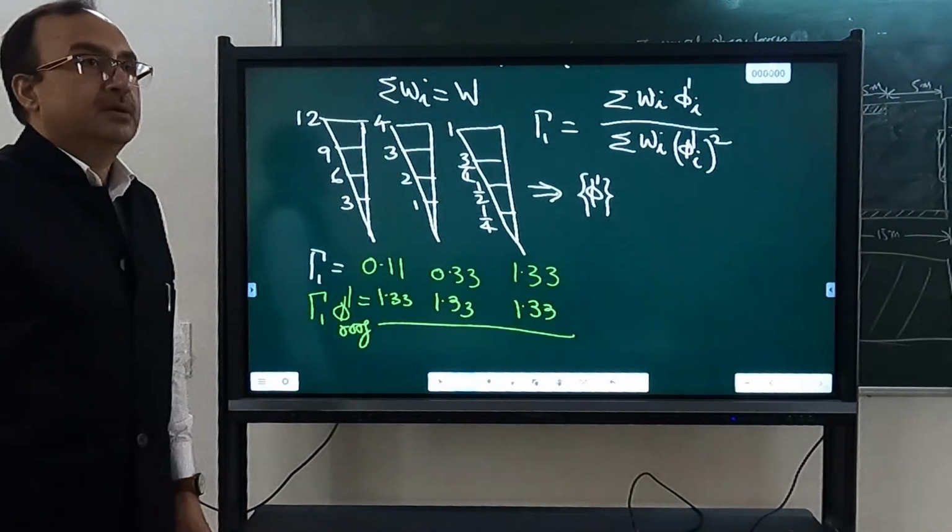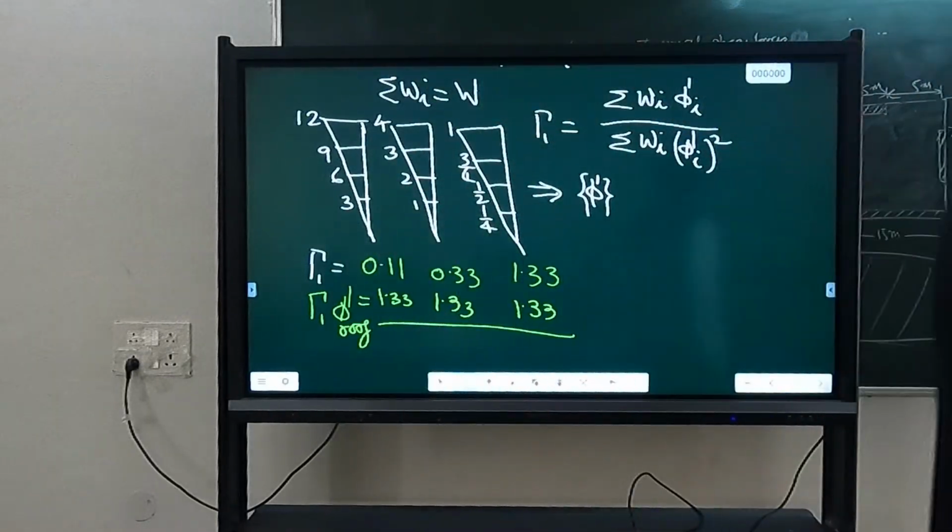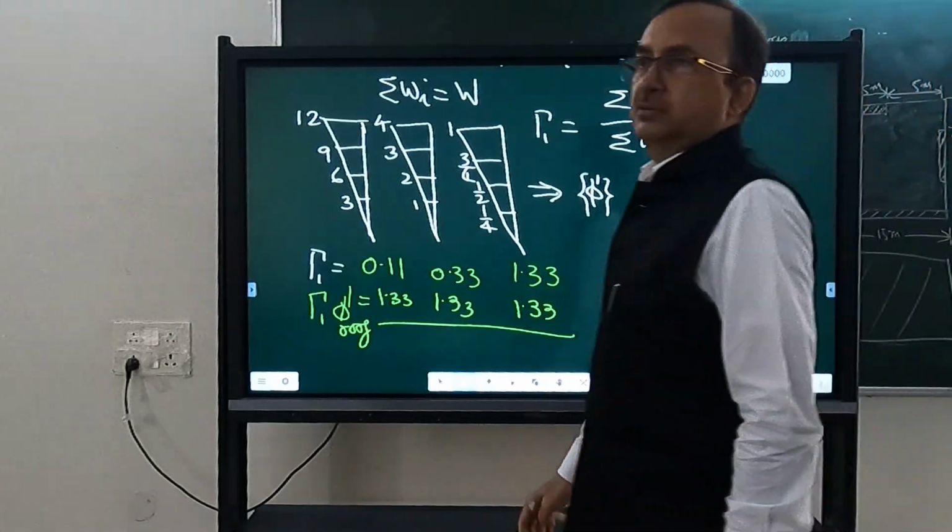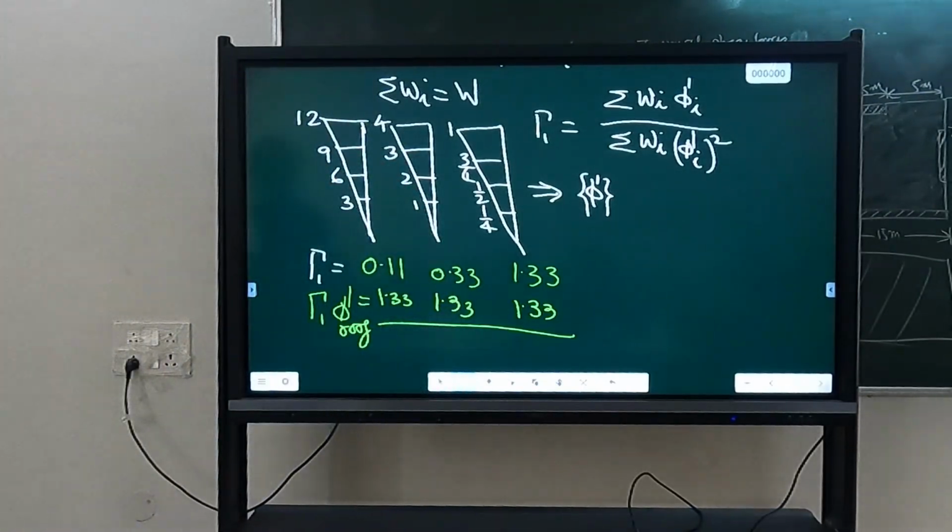You will see gamma will depend upon the scaling of the load shear. But gamma 1 phi 1 roof will become independent, and it will be in this range only. Whatever structure you take, even if you are taking parabolic, it will be somewhere between 1 to 1.5. In that range you will get.